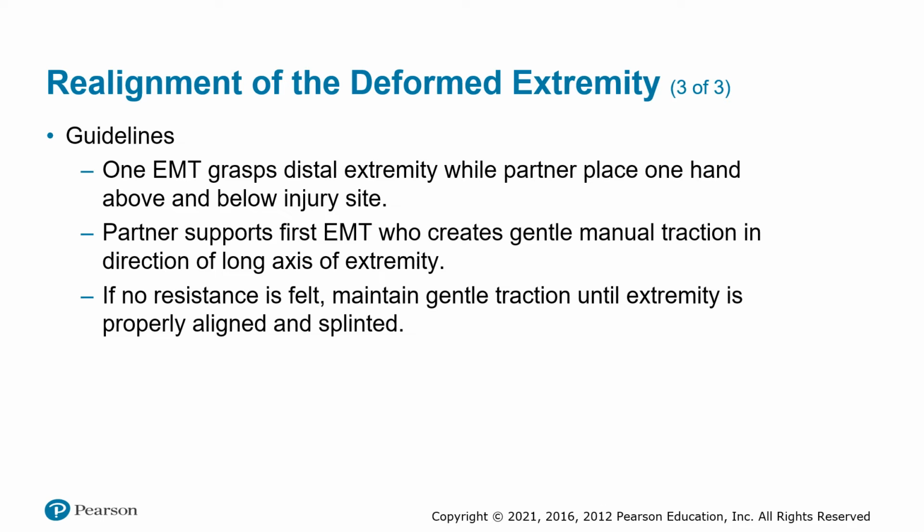So if I'm holding the elbow, my hand is over here in my left hand, and my elbow is over here on the right hand. I'm actually going to hold just above the elbow on the humerus, and I'm going to hold the wrist, and I'm going to pull away from my hands. So I'm going to pull the wrist towards the outside of the body, towards the opposite side of the body while I'm holding on to that humerus. If no resistance is felt, maintain gentle traction until the extremity is properly aligned and splinted.